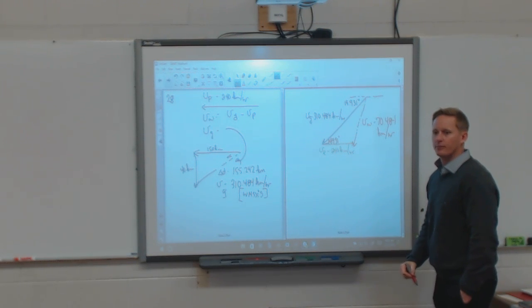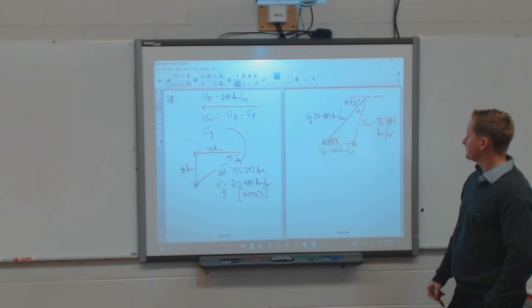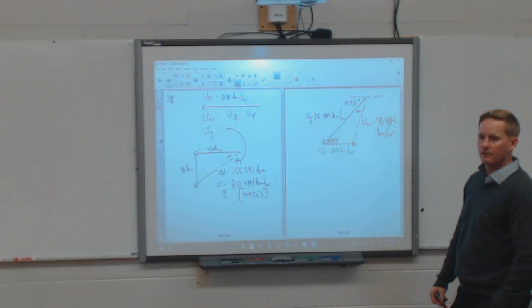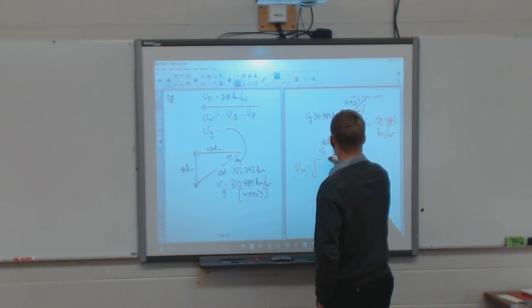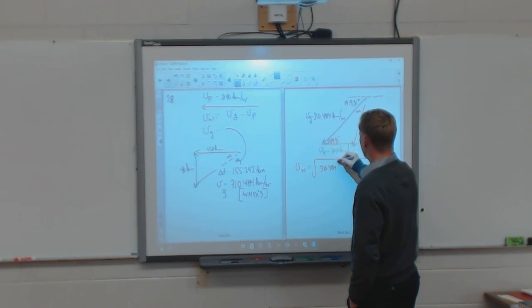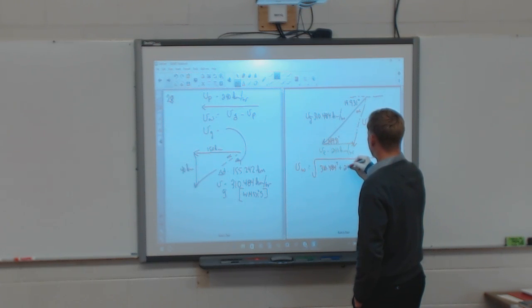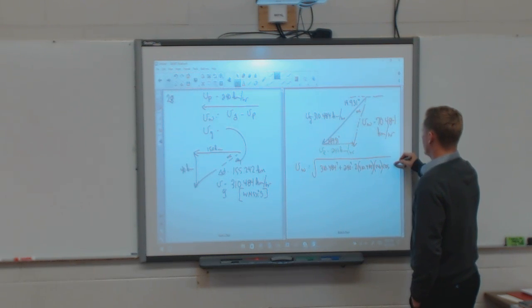And now I need to find the direction of my wind. You got 99.998. Okay, so let's check this. So my velocity of my wind is equal to the square root of 310.484 squared plus 240 squared minus 2 times 310.484 times 240 times the cos of 14.931. Yeah, that's what I got too.